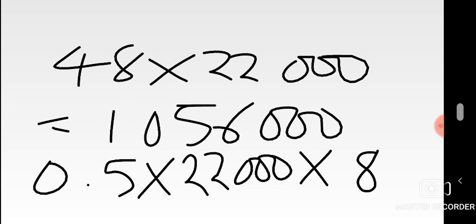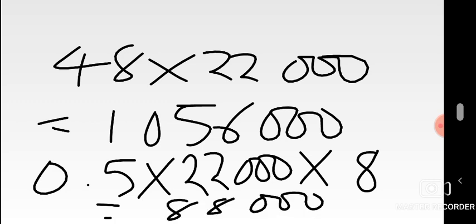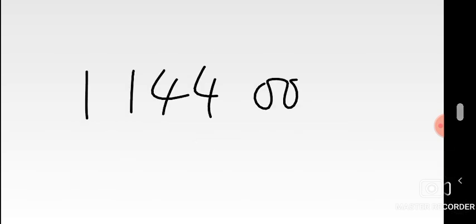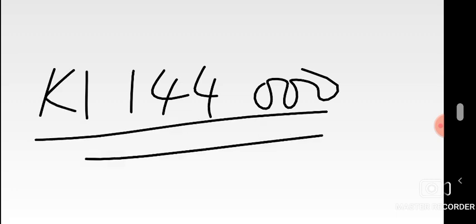It's a premium that is added to your basic pay, making it total overtime pay when you add the answers. So 0.5 by 22,000, times 8, gives 88,000. Then you add these two and you get the total overtime pay. If you have been asking what would be the total overtime pay, you add 1,056,000 and 88,000, total 1,144,000 kwacha. That's the total overtime pay for this person. That's how you handle overtime.